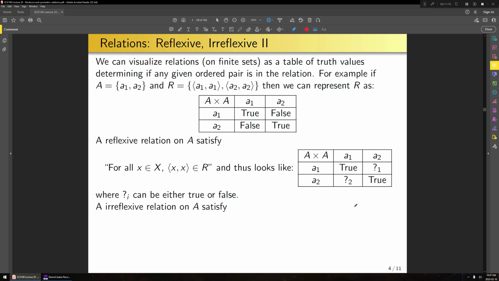Okay, so for irreflexivity, again, I need to satisfy this, and maybe just pause the video and try to think what this thing would look like. Should this be true? Should this be false? What should go where?